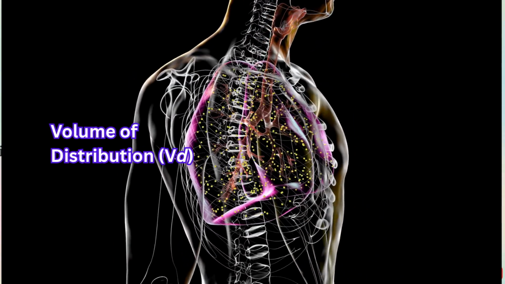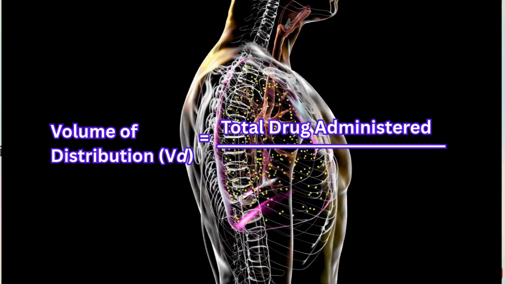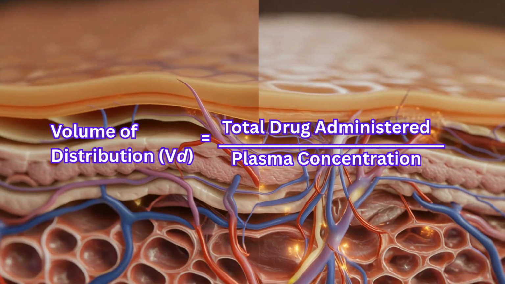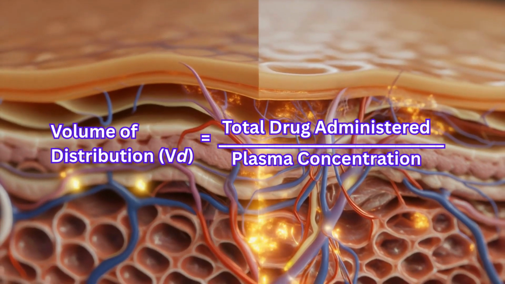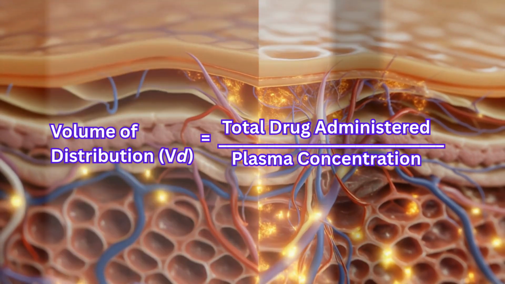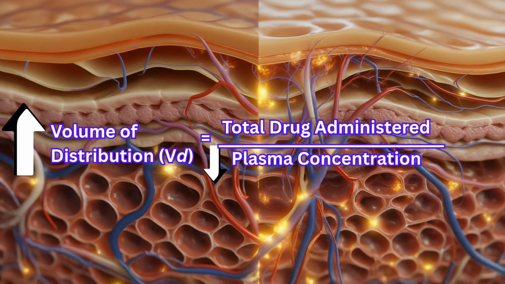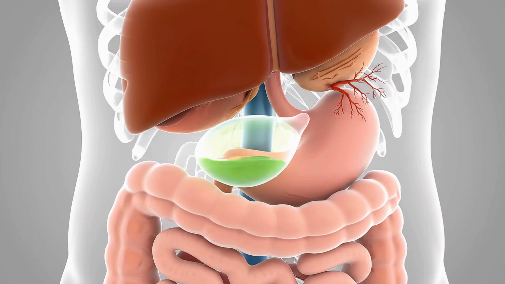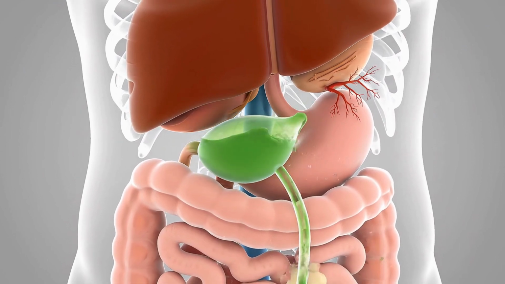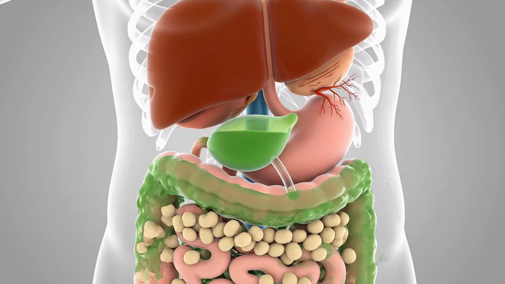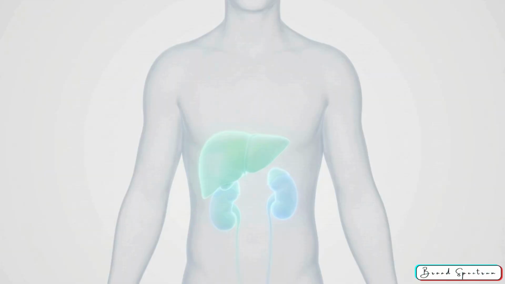First, volume of distribution, the ratio of the total drug administered to its plasma concentration. Highly lipid-soluble drugs disperse widely into body tissues. This leaves a low plasma concentration, calculating as a massive apparent volume of distribution. The second variable is clearance. This is the rate of drug elimination relative to its concentration in the plasma. It is primarily driven by how efficiently blood flows through the kidneys and liver.